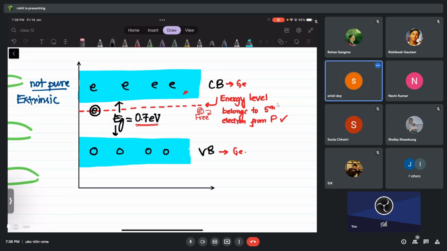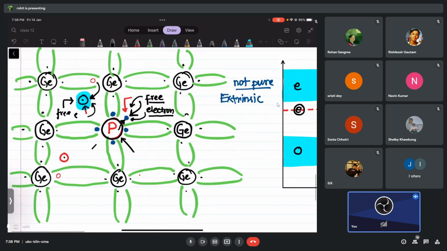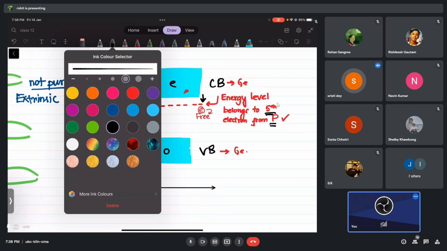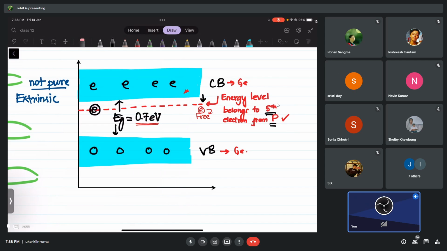Okay, look at this. This phosphorus has the fifth electron, the free electron, right? Yes, sir. Now you think and tell me, does it have same energy level as the free electron from germanium, or it has different energy value? Different. It is found that the fifth electron from phosphorus has energy a little bit less than what? Energy value of the conduction band of germanium. Are you clear? Yes, sir.